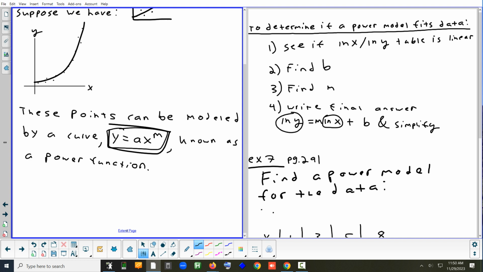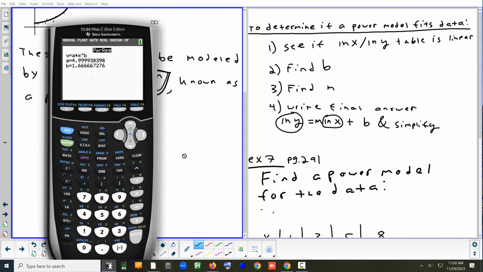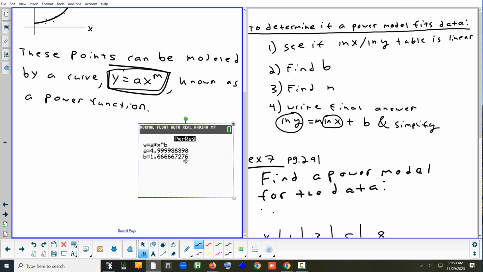Now, the calculator may not call it A and M. The calculator calls it A and B. Still the same. It's the same thing. Now, we want to round it appropriately. Generally, rounding to two decimal places is enough. So if you round A to two decimal places, what does A really come out to? A is 5. And B, well, it's 1.6.